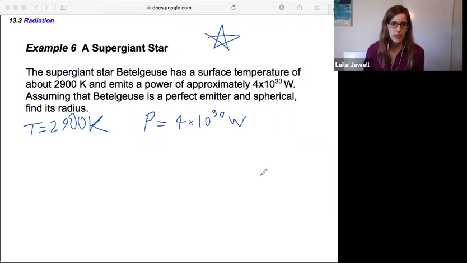There are a couple other things that we know, right? It tells us that we assume it's a perfect emitter. Perfect emitter, that keys us into something. What does that tell us? It tells us the emissivity must be 1. It also tells us it's spherical. So we'll jot that down for now.